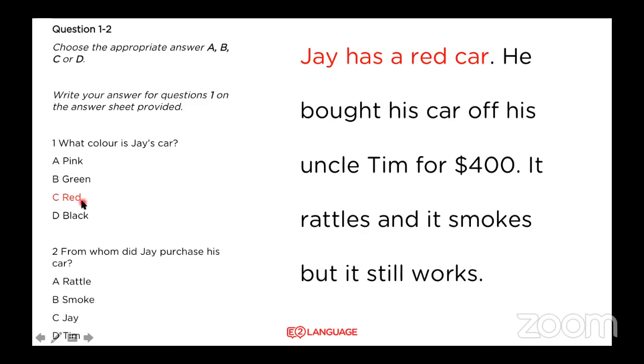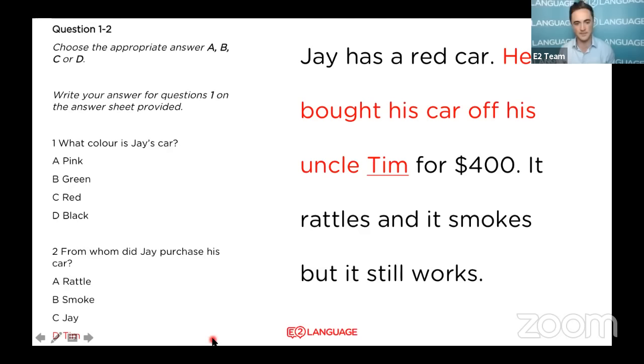The answer, of course, is red, one C, and two D, Tim. He bought it off Tim. Fine. Now we understand how to do this question. So what you do, well, this is what I do, you look into the question, you find the key word, like color, for example. Then you look into the paragraph and you see the word red. So you know that's where you should be reading.